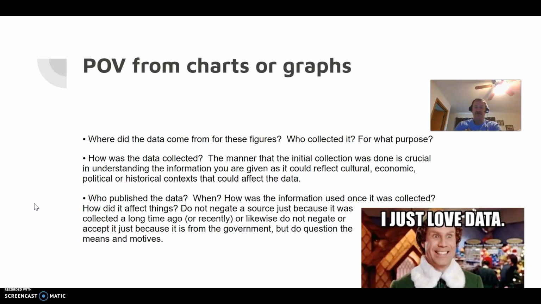Here's some stuff on charts or graphs. Same kind of thing. Lots of questions to think about. Can this be analyzed? Absolutely. Can you do point of view from a chart or a graph? Absolutely. This tells you how. All right, the first one's probably the most important. How was it collected? The second bullet is kind of interesting. Why publish it? The third bullet point, kind of useful. So look at all that kind of stuff.